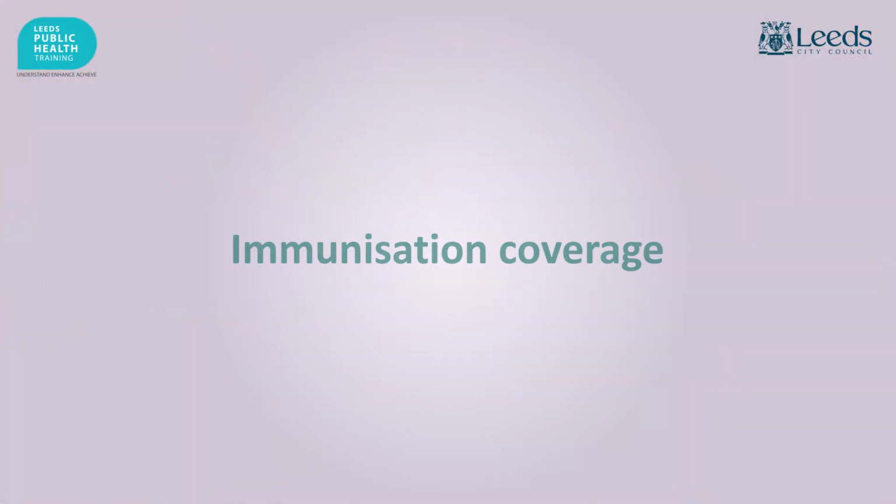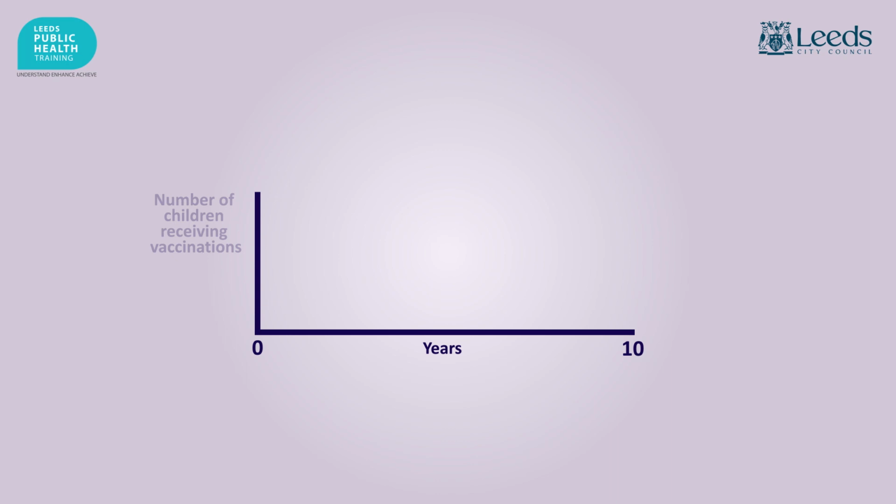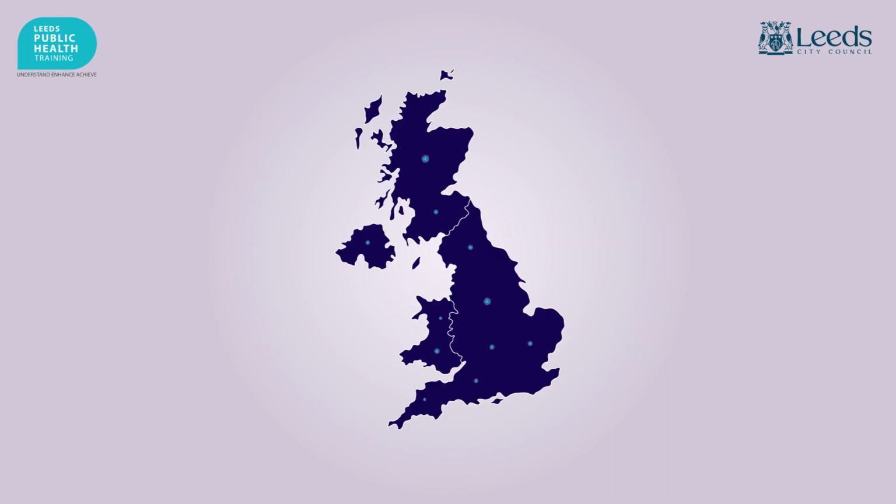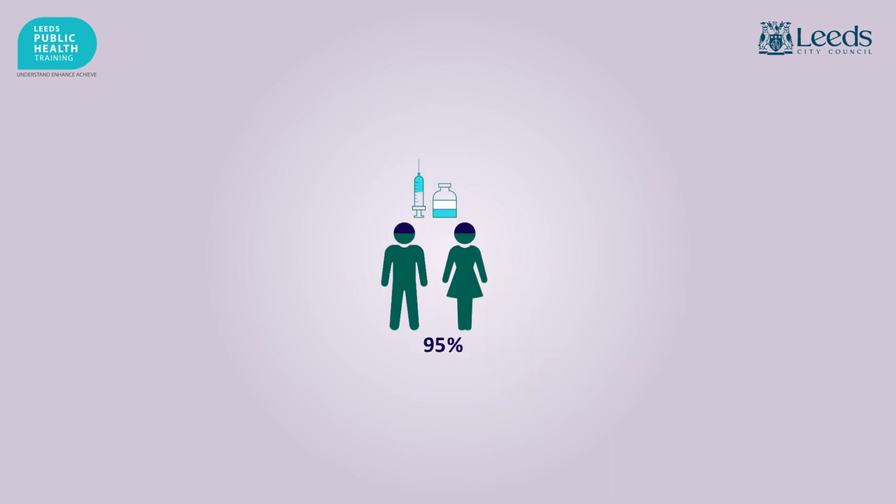Immunisation coverage. Over the past 10 years, there has been a gradual decline in the number of children receiving their vaccinations, which has contributed to the re-emergence of some diseases that had previously been eliminated in the UK. In 2016 and 2017, the World Health Organization declared that the UK had eliminated measles, but this status has not been maintained, as population herd immunity levels have dropped below the 95% required to interrupt measles transmission.